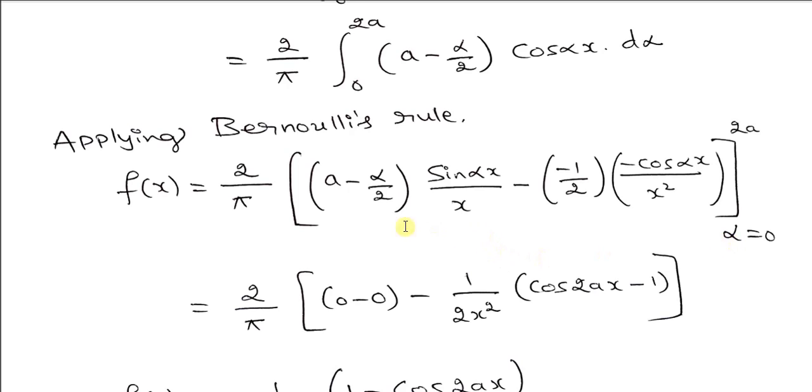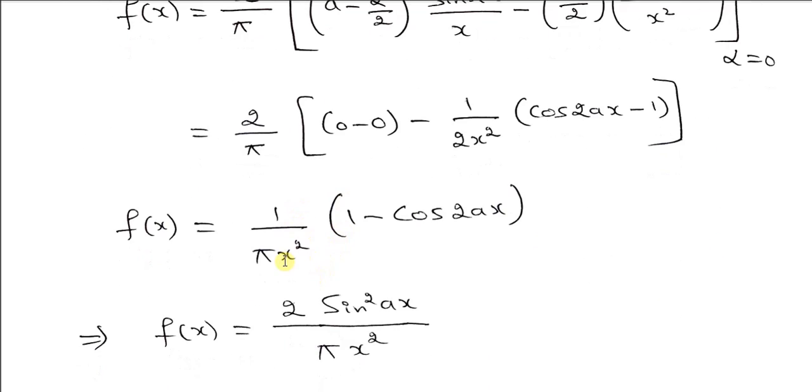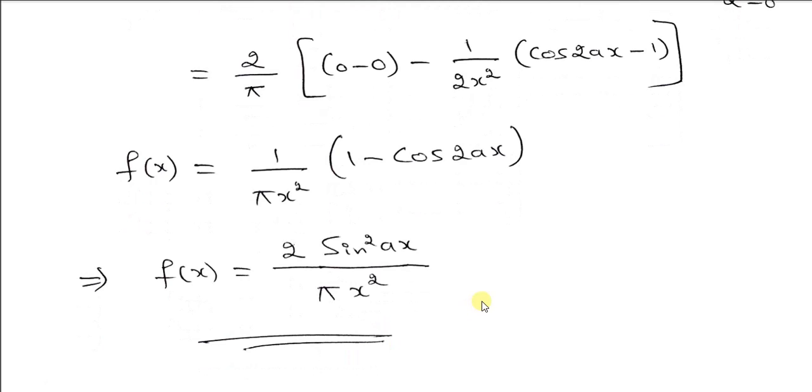So apply the limits, simplify, and you get the answer as 1 by pi x square into 1 minus cos 2ax. When you simplify this, 1 minus cos theta is 2 sin square theta/2, right? So it is 2 times sin square ax by pi x square, which is the required answer for the given function.